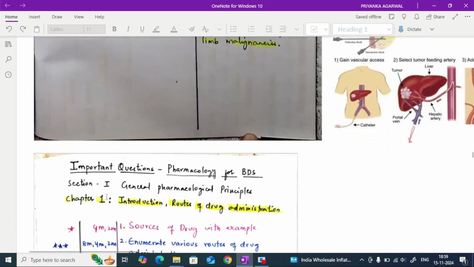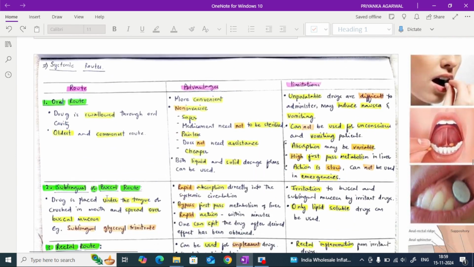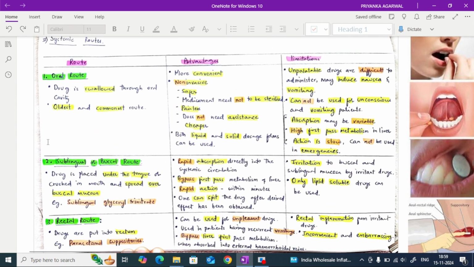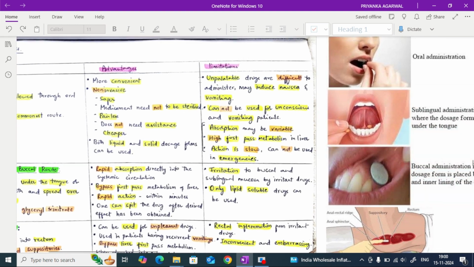We are going to study all the routes in tabular form. The first column will describe what the route is about, the second the advantages, and the third the limitations of the particular route. Now coming to the oral route. Here the drug is swallowed through the oral cavity, and it is the oldest and the commonest route. So what will be the advantages?